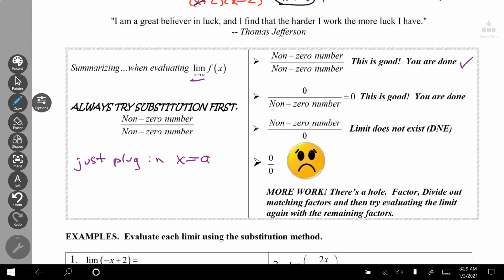I plug it in, I get 0 over 5, 0 over -8. I'm good. That's just 0. I plug in and I get 20 over 0, -2 over 0. Now, I'm not exactly excited about it because that's undefined, but my limit is d and e. I'm good with that one too.